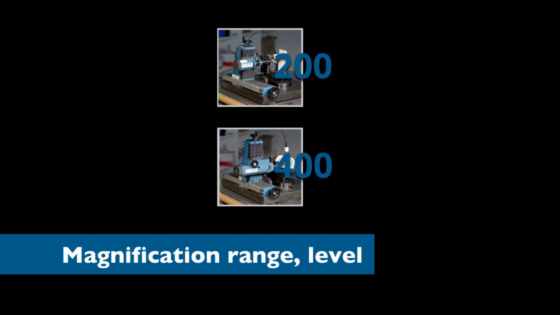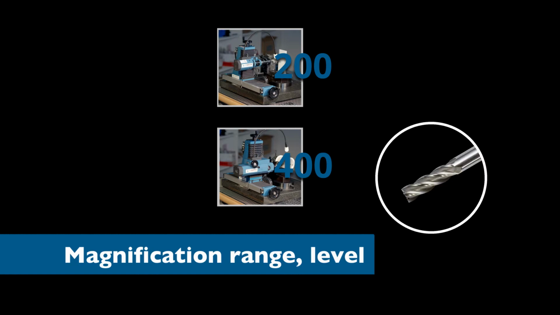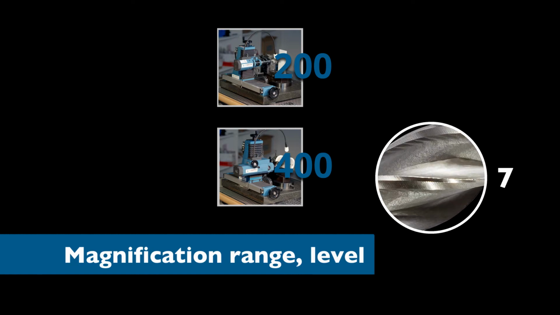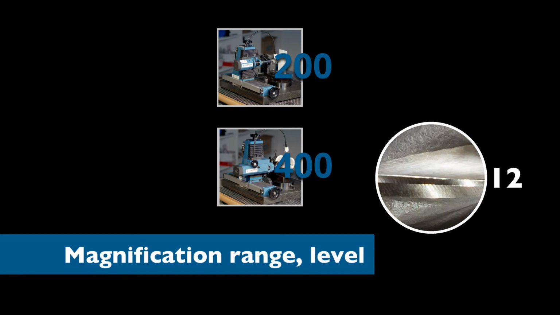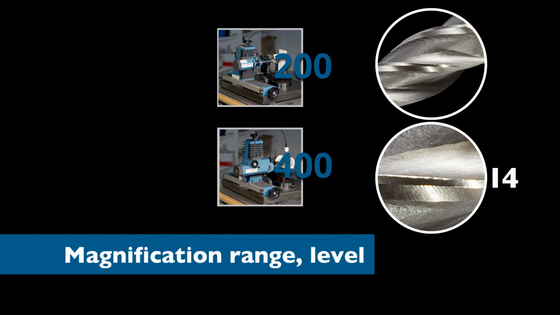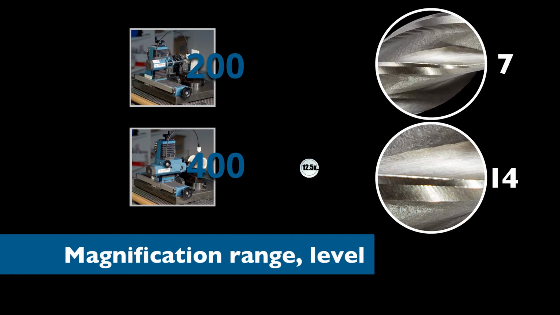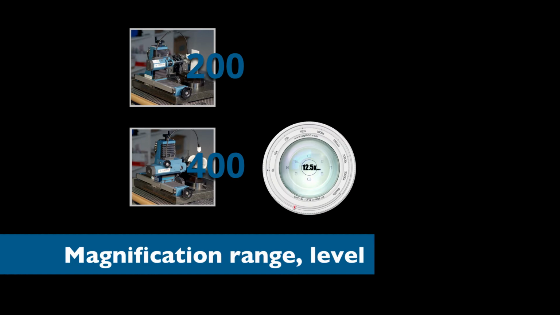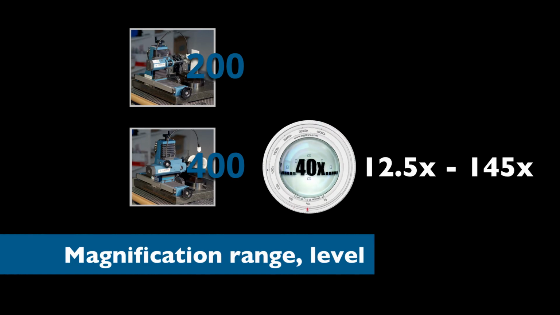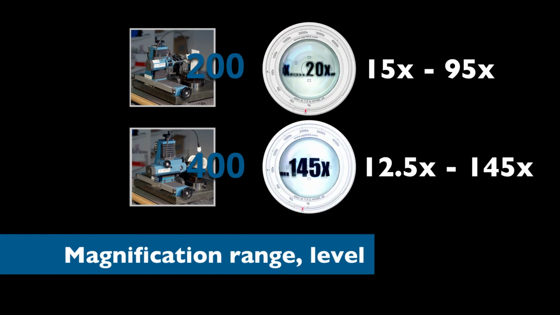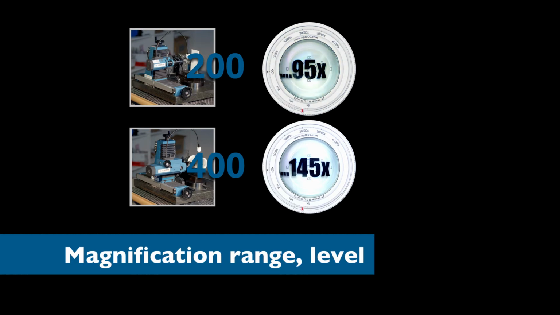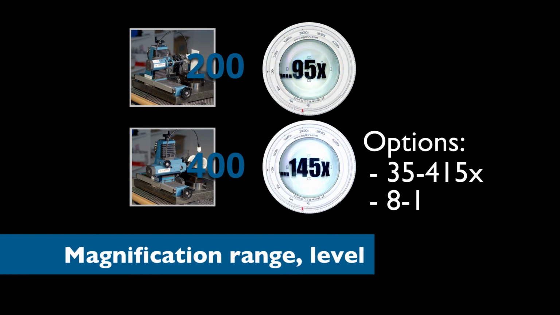The 200 and the 400 have differences in the level and range of magnification they can achieve. The 400 offers us 14 magnification levels. The more detents in a microscope means more options that the user has for imaging. The PG1000 200 has 7 magnification levels. In terms of range, PG1000 400 offers 12.5x to 145x, while PG1000 200 offers 15x to 95x. The 400 also offers optional levels of magnification utilized in inspecting large or micro tools.